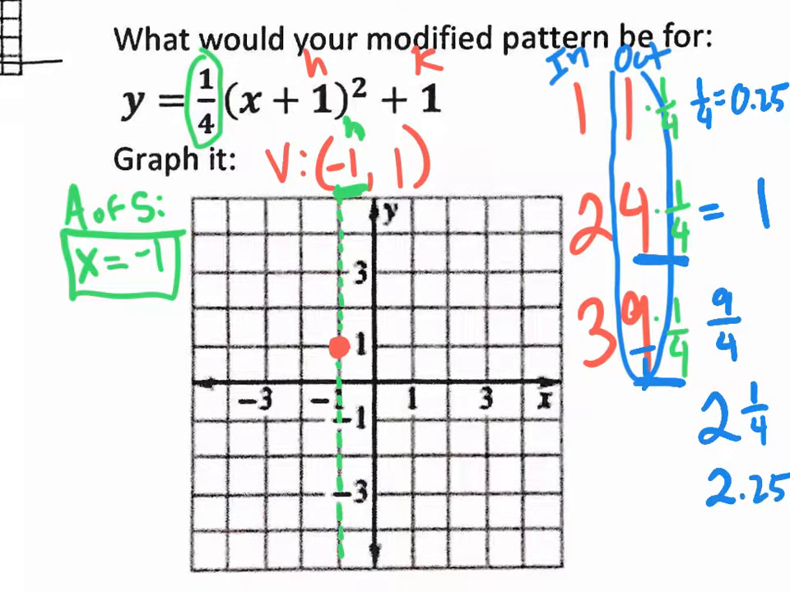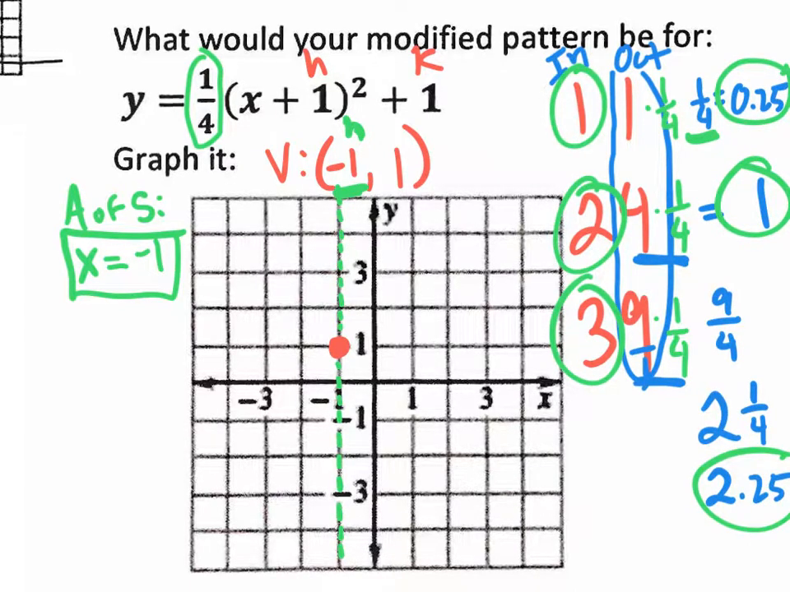Don't freak out. So anyways, what's our new pattern? The new pattern is 1, 0.25, or 1 and 1/4; 2, 1; 3, 2.25. Okay? So let's see how that looks visually. Again, this is a pattern. These are not coordinates. This is a pattern from the vertex.